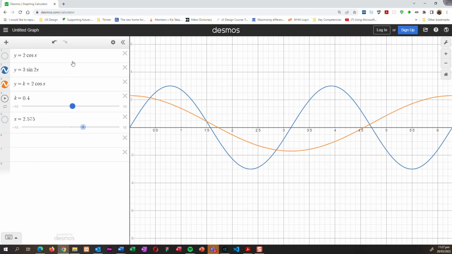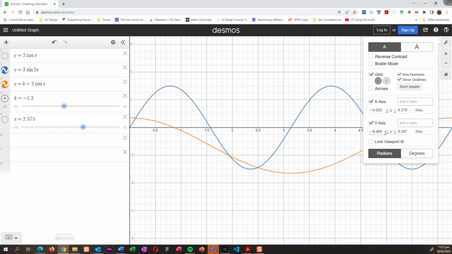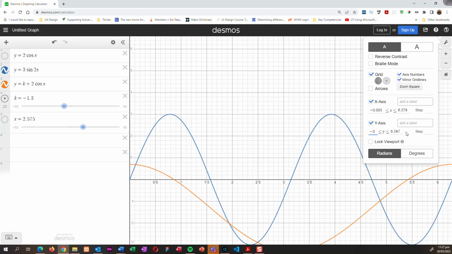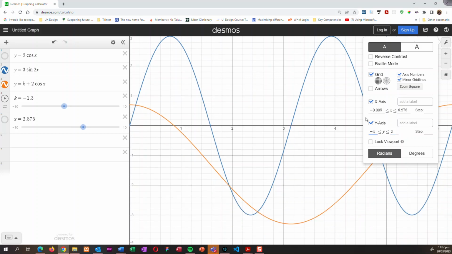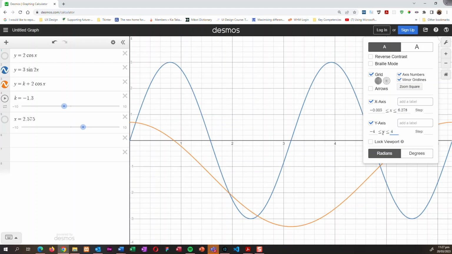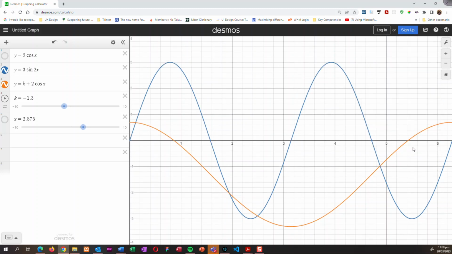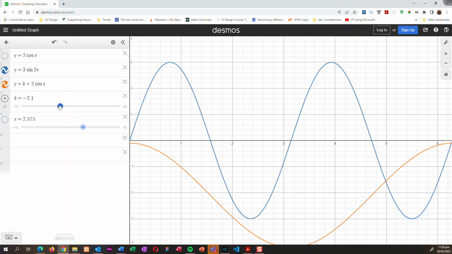So let me move this. Actually, I'm just going to change that y-axis as well. Let's just go from -3 to +3. Maybe make that a little bit larger. All right, so if we take these k values here, I'm just going to focus on this region up here.